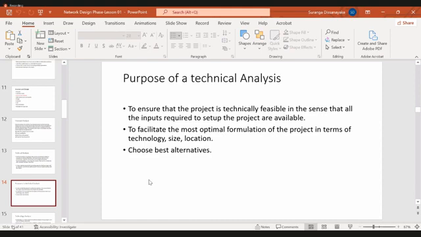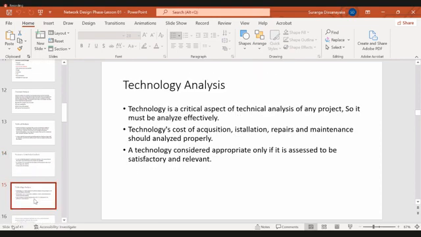Okay, choose best alternatives. Let's say you want to fix 2 switches in 2 separate places. Okay, instead of that, if you have any extension of the existing site, then you can get an extension from that site and you can sort out the distance issue. Those kinds of things you need to check, the best alternatives based on the technical analysis.